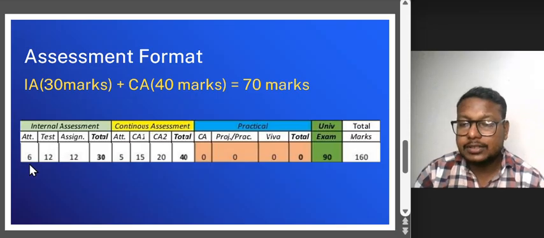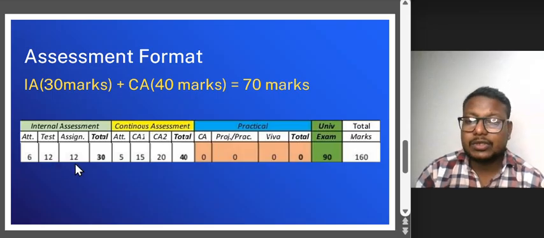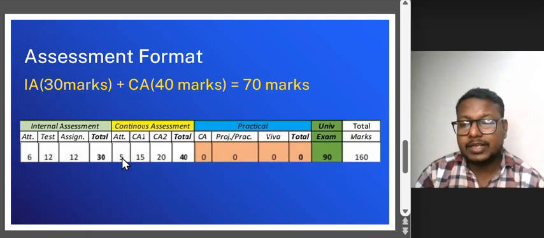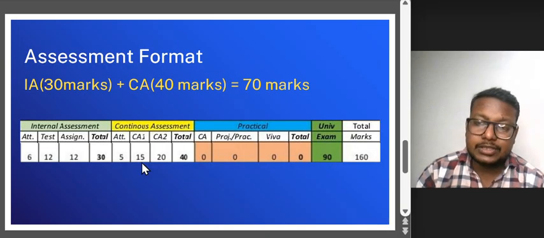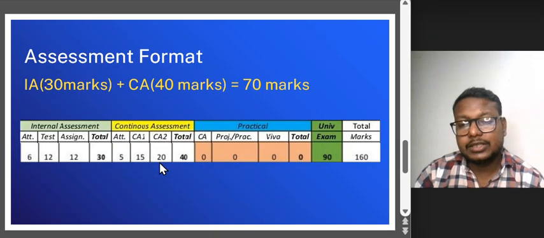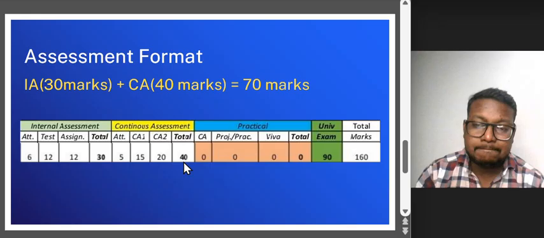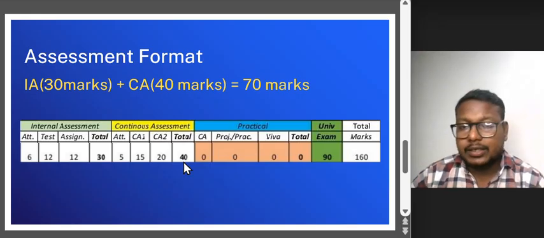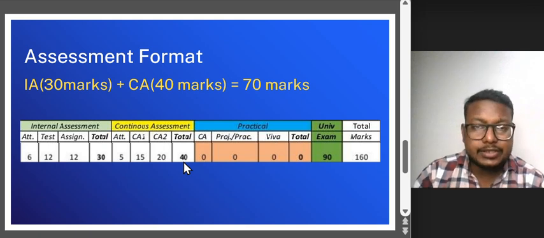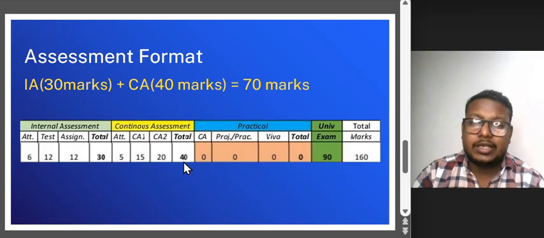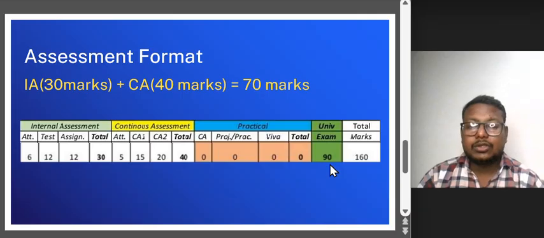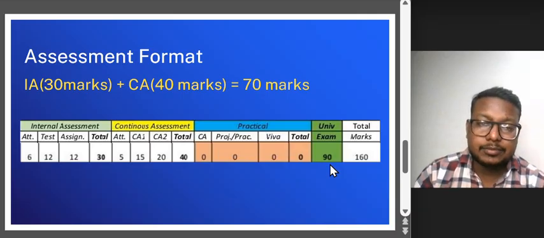Internal assessment includes 6 marks for attendance, 12 marks for test, and 12 marks for assignment, which totals 30 marks. The continuous assessment includes 5 marks for attendance, 15 marks for CA1, and 20 marks for CA2. That totals 40. CA1 and CA2 could be group discussion, presentation, role play, field work, any other project. And finally, you have a term end examination of 90 marks. In total, you will get 160 marks in this subject.